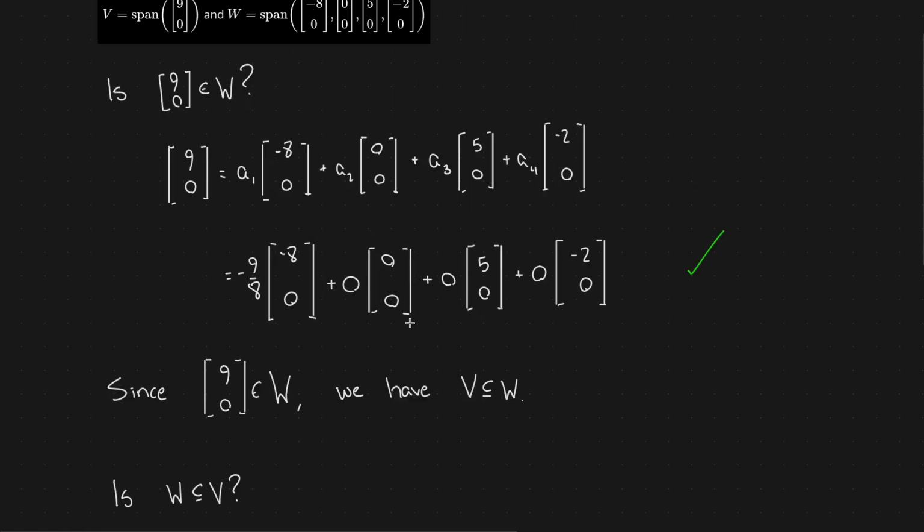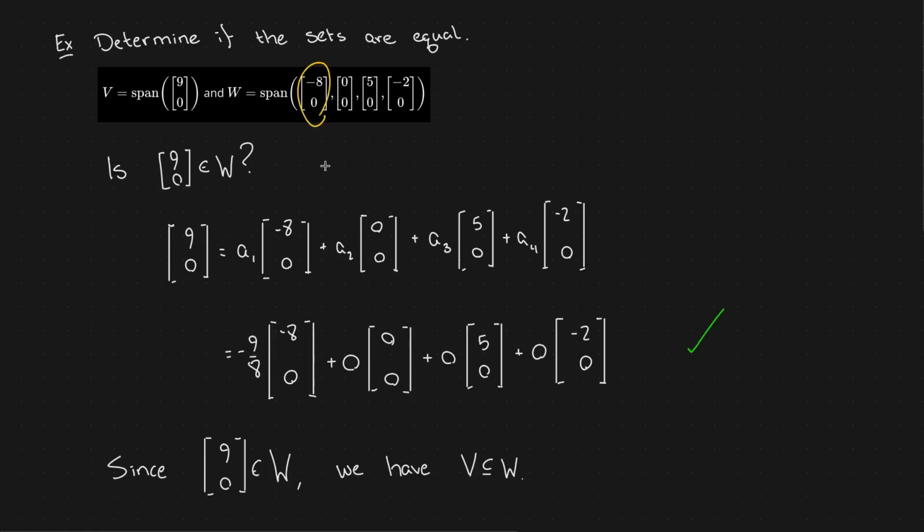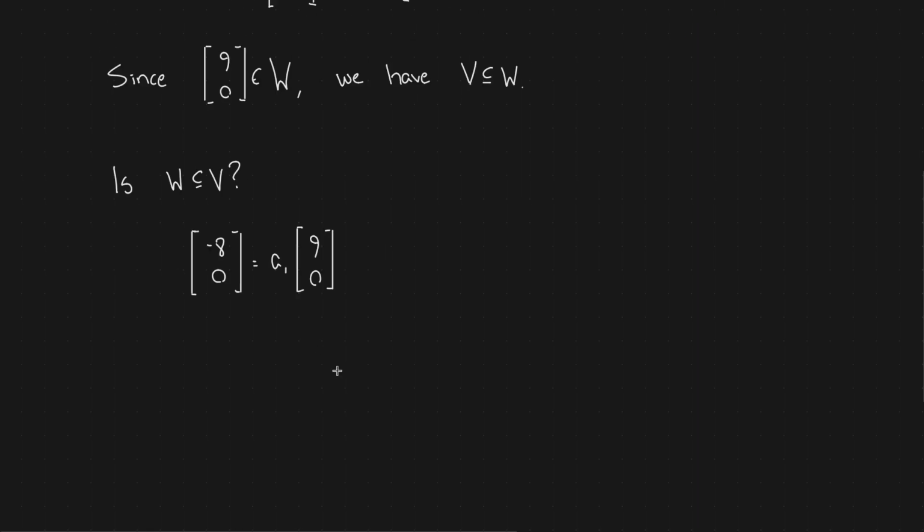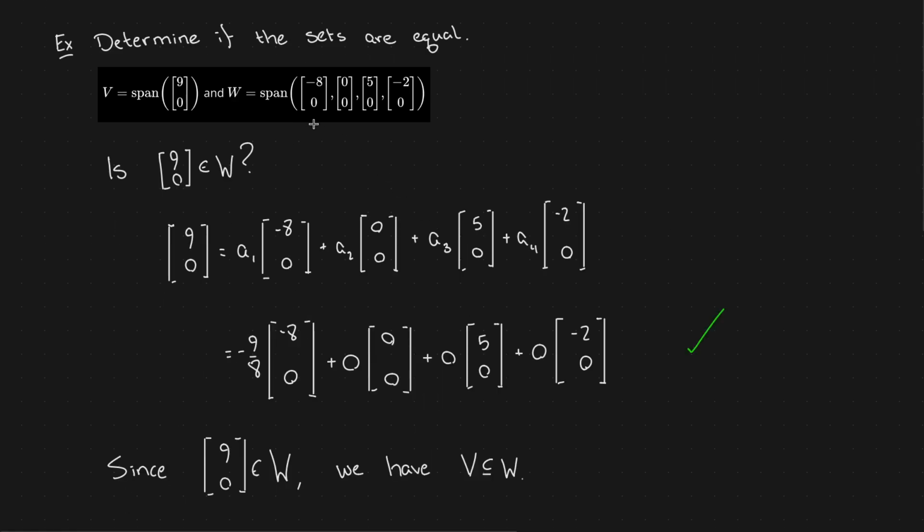So I'm checking to see if this first vector in the span of W is a linear combination of this vector. And we could see pretty clearly that it is, right? It's going to be negative 8/9 times 9, 0. Okay? So this first vector, check. We need to check every one of these vectors now.